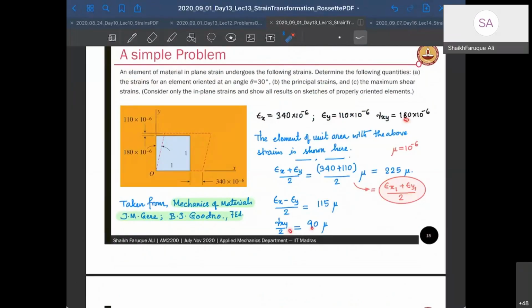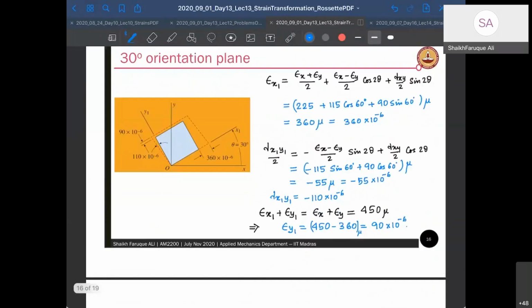Now I am not giving 10 to the power minus 6. I am just writing micron. This micron means it is 10 to the power minus 6.